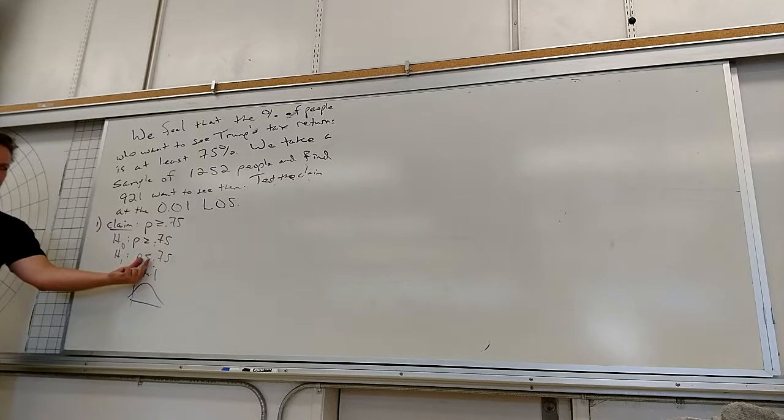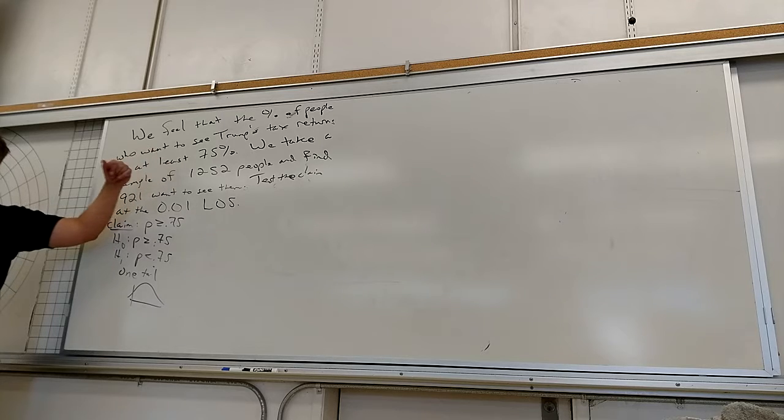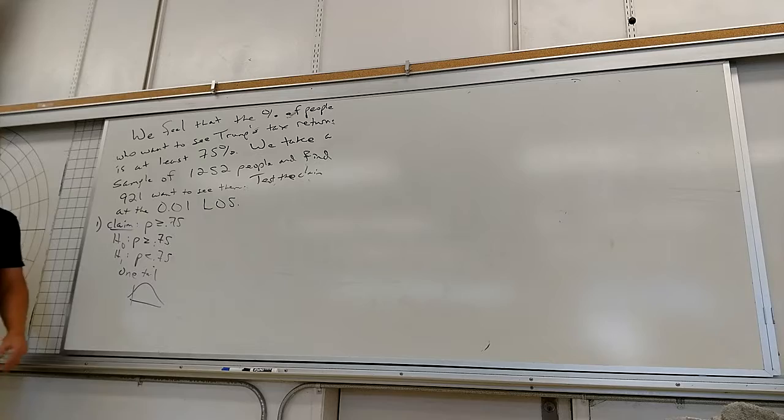Well, after I set these up, that's the only way this would be two tails, if this was not equal to. Before I set this up, there is a directional word in here, right? It says at least, which means there's a direction I want to show evidence for. Okay.